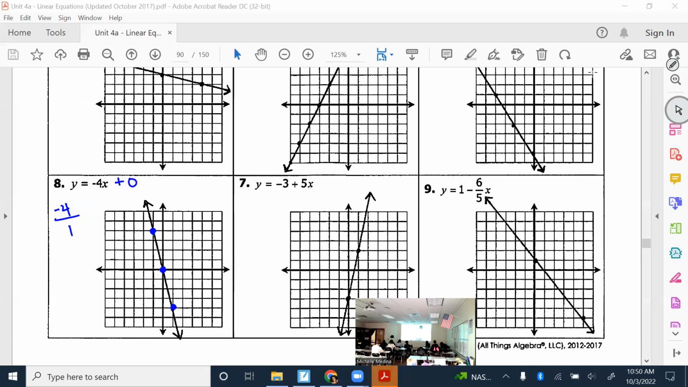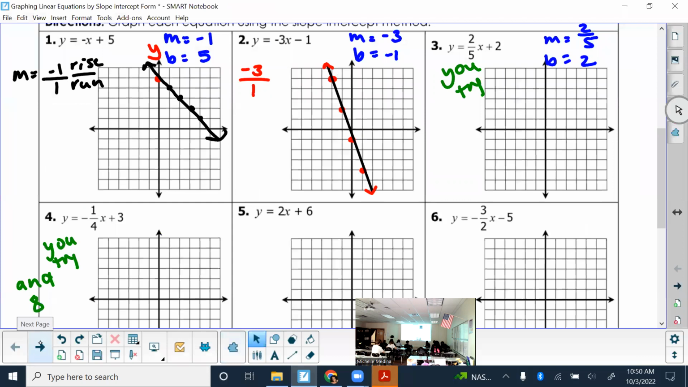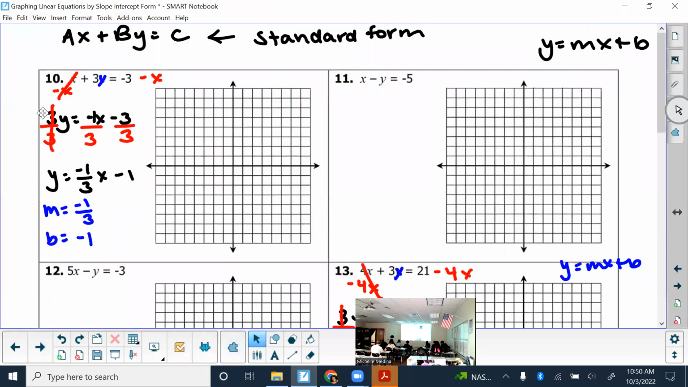All right, this note sheet will be uploaded to Schoology in case you need more examples, but let's do at least one on the back. I know we're kind of running low on time. So on the back side, let's do 10, which we had to rearrange. All right, we did the rearranging together.